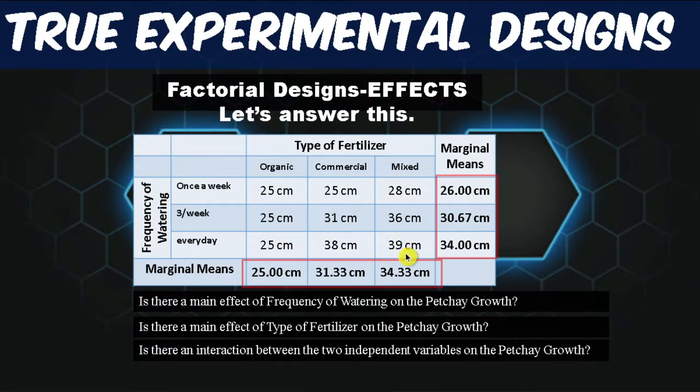So we can still say that there is an interaction between the two independent variables, because depending on the type of fertilizer, the effect of the frequency of watering might vary. Actually, it doesn't vary here. It varies only for commercial and mixed fertilizers.